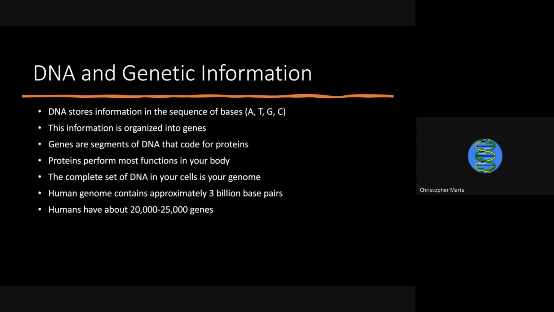Now, a complete set of your DNA or genes in your body is called a genome. Your genome is made up of about 20 to 25,000 genes, or 3 billion base pairs. So that's 3 billion of those ATGC pairs.